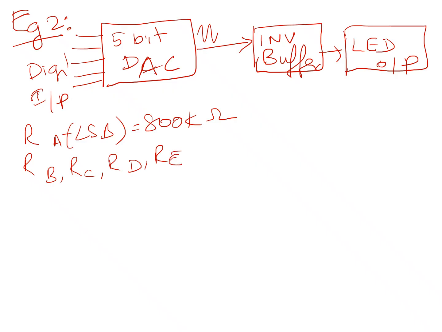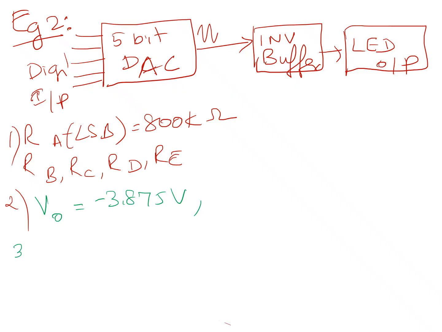Given that the magnitude of the full scale output of the DAC, this is the first part of the question. The second part of the question is: given that the magnitude of the full scale output of a DAC, V output, is minus 3.875 volts, calculate the value of the feedback resistor. Assume that a logic 1 at the inputs of the DAC is plus 5 volts and logic 0 is 0 volt.